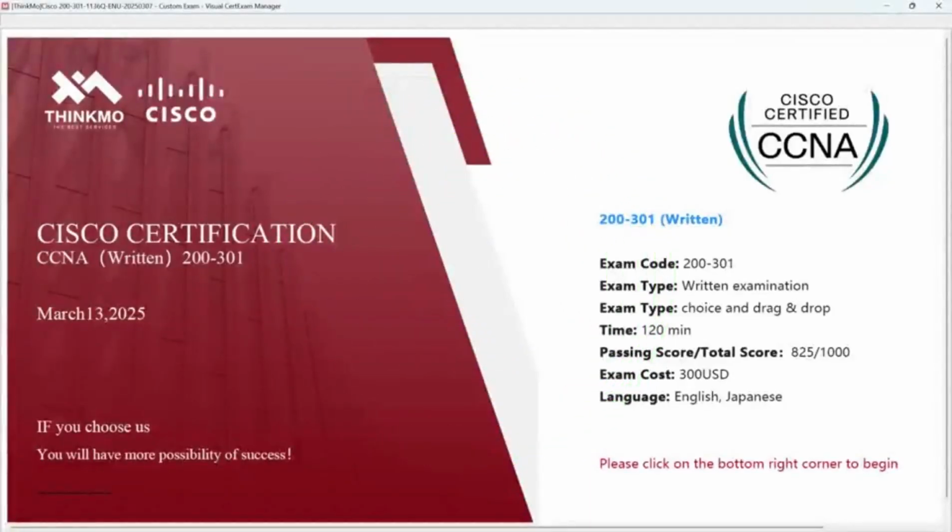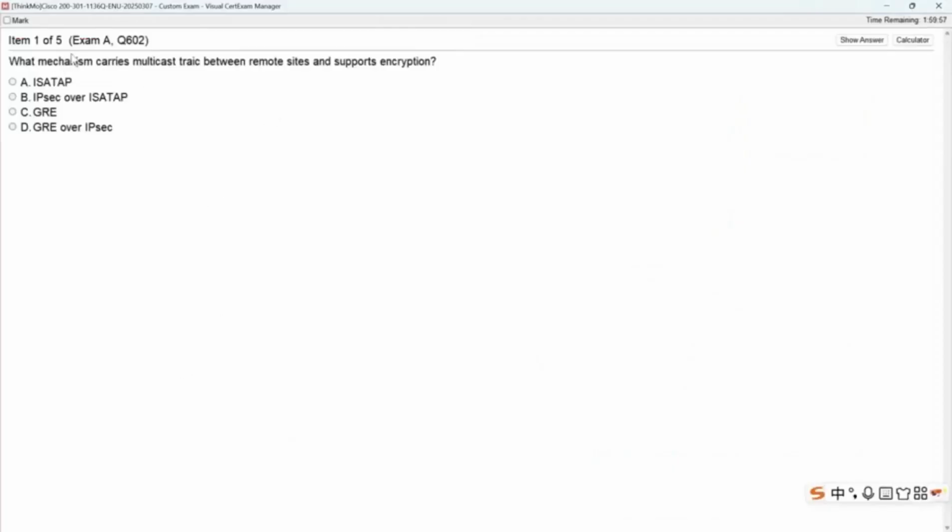Hello everyone, today I'm going to explain 5 technical questions from the CCNA exam. First, let's look at the first question. It asks, which type of tunnel can transmit broadcast traffic between remote sites and also supports encryption?